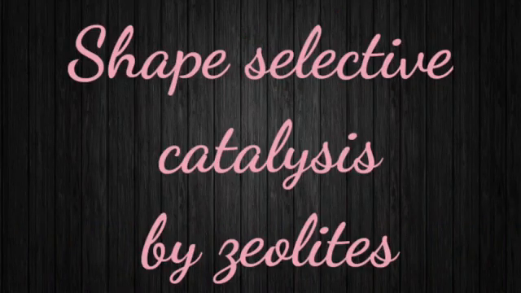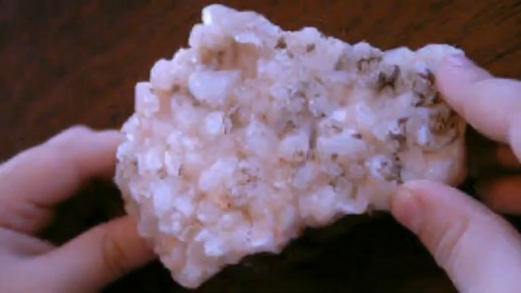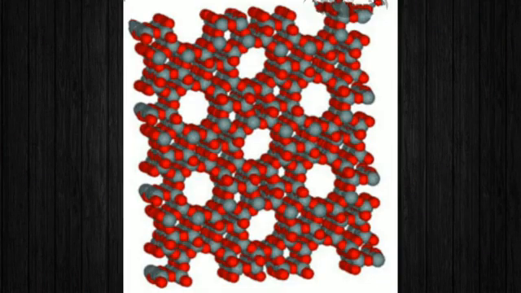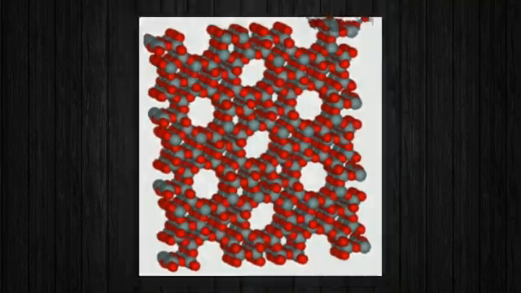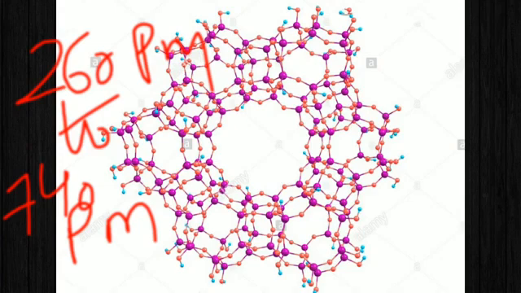Now we will study the shape selective catalysis by zeolites. Students, the catalytic reaction that depends upon the pore structure of the catalyst and size of reactants and product molecules is called shape selective catalysis. And students, zeolites are a good shape selective catalyst because they have honeycomb-like structures. Zeolites are microporous aluminosilicates with three-dimensional network of silicate in which some silicon atoms are replaced by aluminium. The size of pores varies from 260 picometer to 740 picometer.